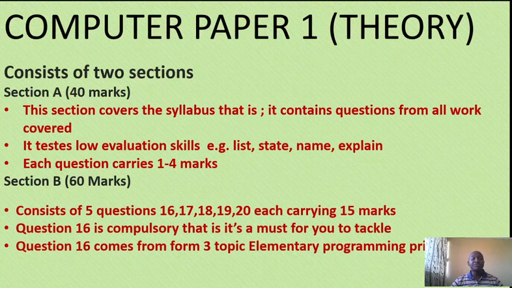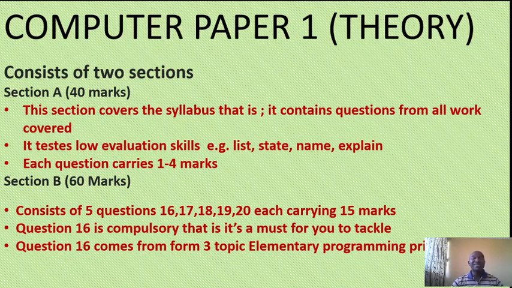Then we have section B. We have seen that computer paper 1, section A contains 40 marks. Section B consists of 60 marks. What you need to know is that section B consists of 5 questions. We have question 16, question 17, question 18, question 19, and question 20, each carrying 15 marks. That is very important. Then question 16 is a must. That means question 16 is compulsory. That is, it is a must for you to tackle it.